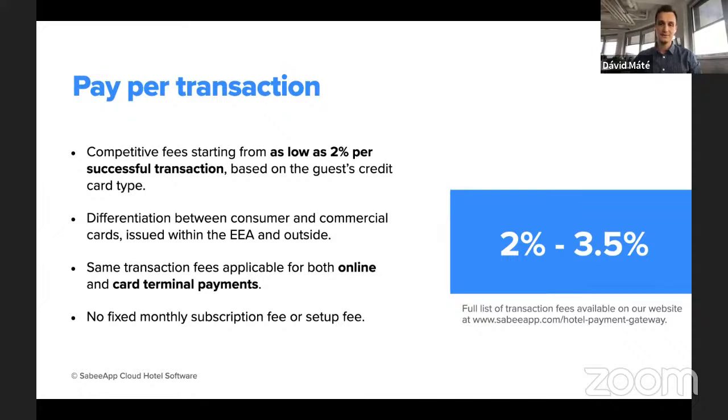The card type is differentiated between guests either consumers or commercial, so business travelers or leisure travelers, and if the card is issued within the EEA, the European Economic Area, or outside the EEA. The full list of transaction fees is also found on our website. And it's important to highlight that the same transaction fees apply for both the online payments that we just talked about, and also the card present payment through terminals.